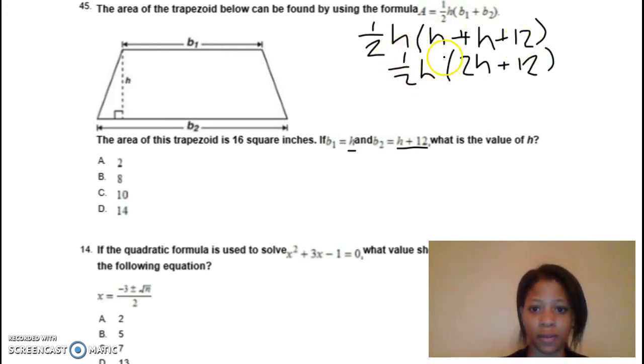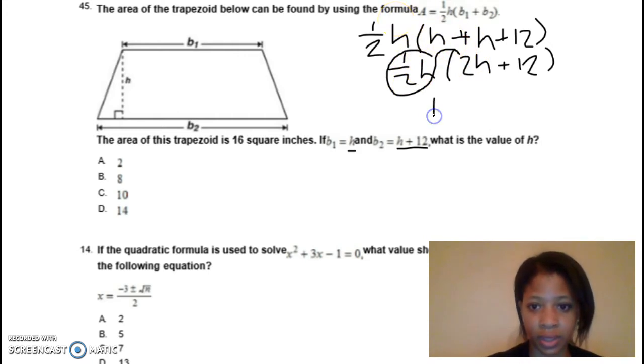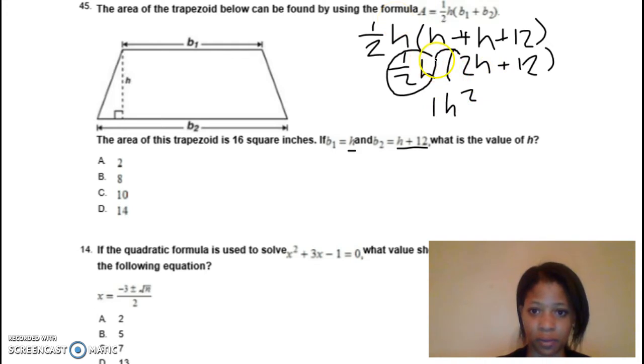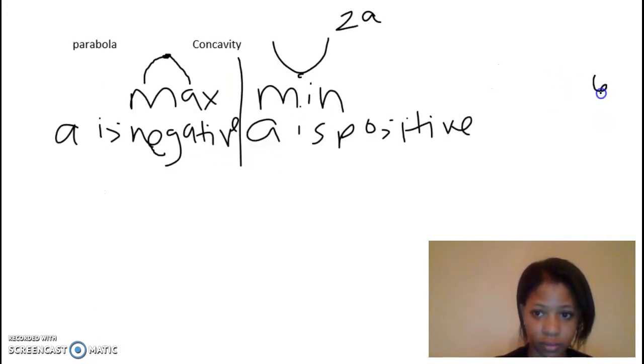So what is 1/2 H, I'll circle this, times 2H, right? So 1/2 times 2 is going to be 1, and then H times H is going to be H squared. And then 1/2 H times 12, so 1/2 times 12 is going to be 6. So then I have plus 6H, right? And what I'm trying to figure out, the area is 16 square inches. So I know this is going to equal 16.